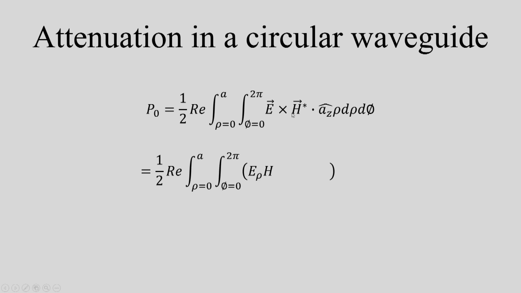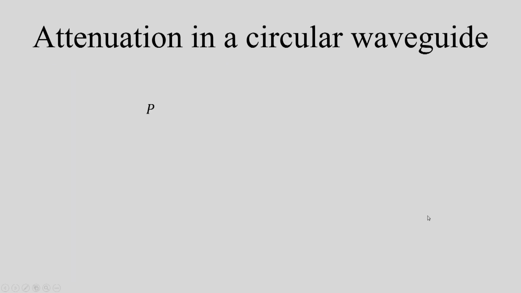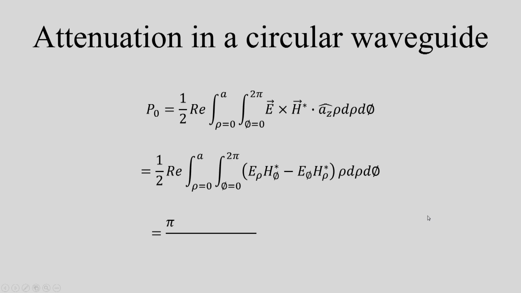Once this is expanded, we find that the power can be computed in terms of E rho, H phi, E phi and H rho, and we can substitute the expressions for E rho, H phi, E phi and H rho from the already found expressions. Once we do this substitution and some simplification, we get the power P naught for the TE 1 mode given by this expression.